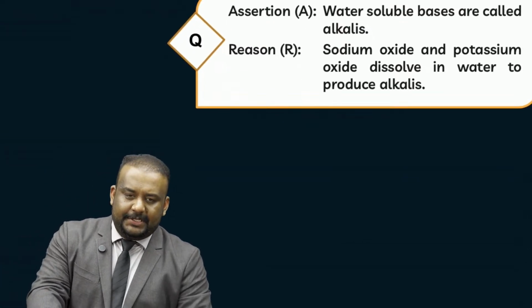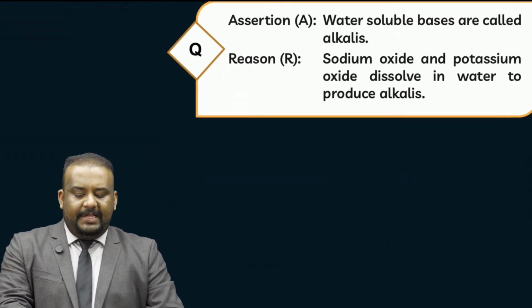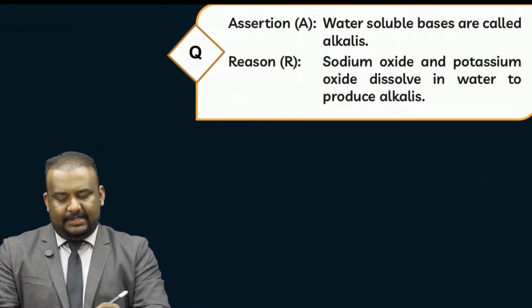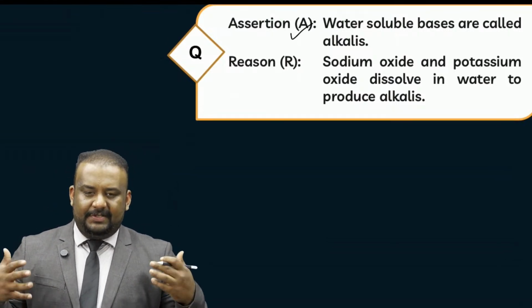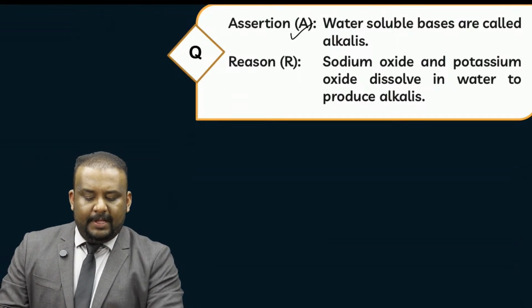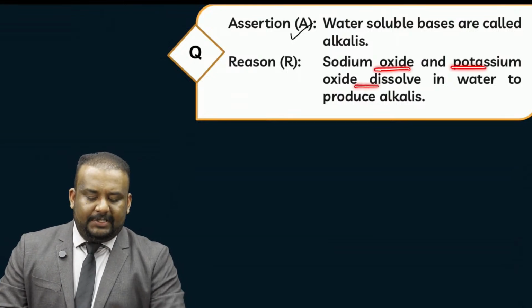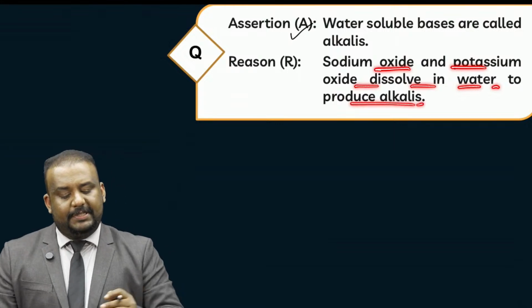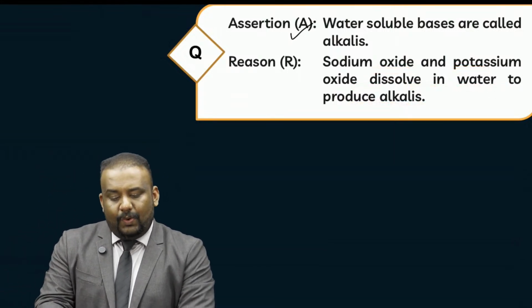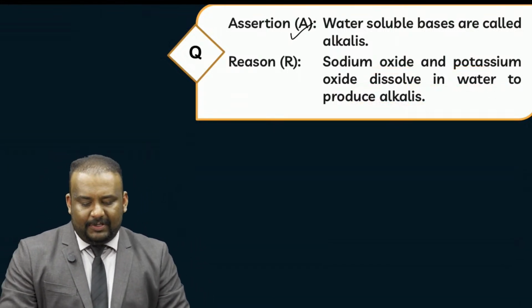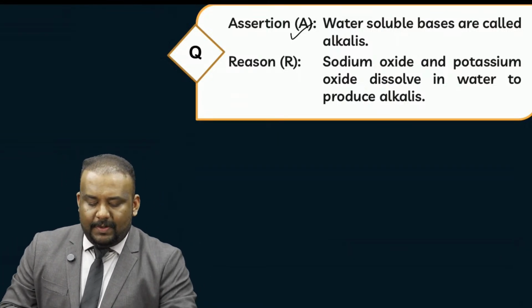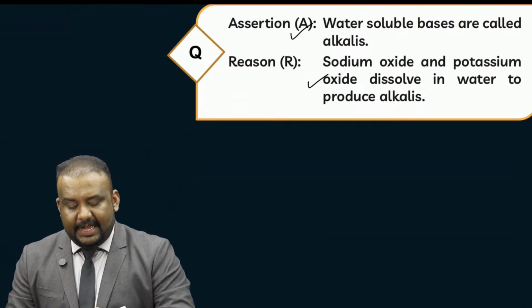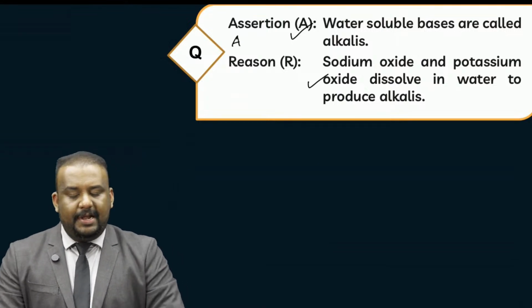Okay, the next question. Water soluble bases are called alkalis. That is a correct statement, right? Alkalis are those bases which are soluble in water. Sodium oxide and potassium oxide dissolve in water to produce alkalis. That is also correct. So we can say that they both are correct and they are dependent statements.